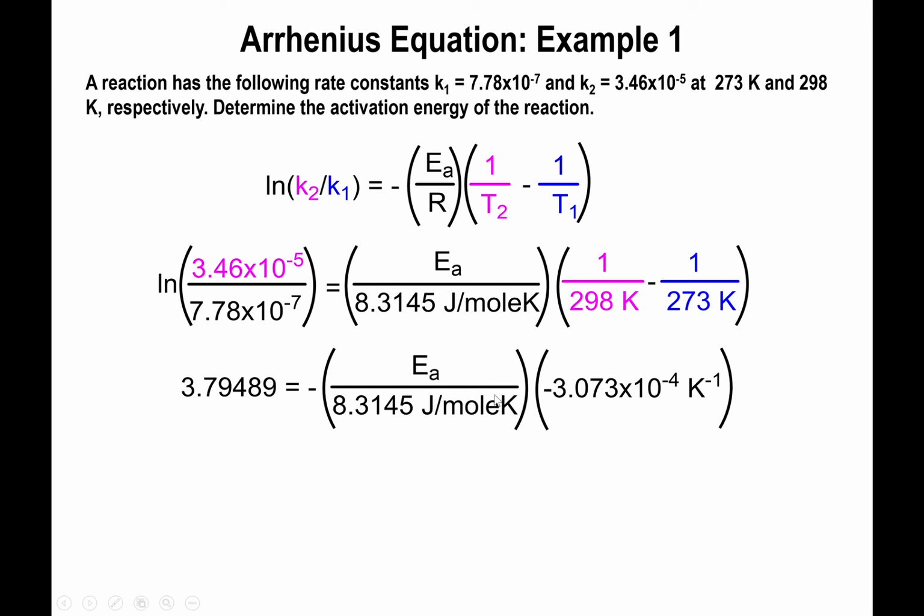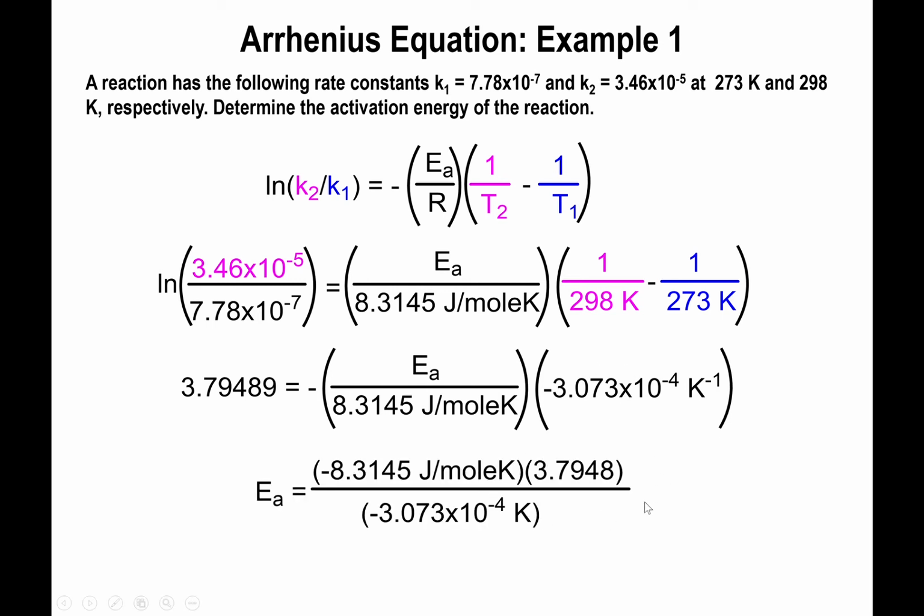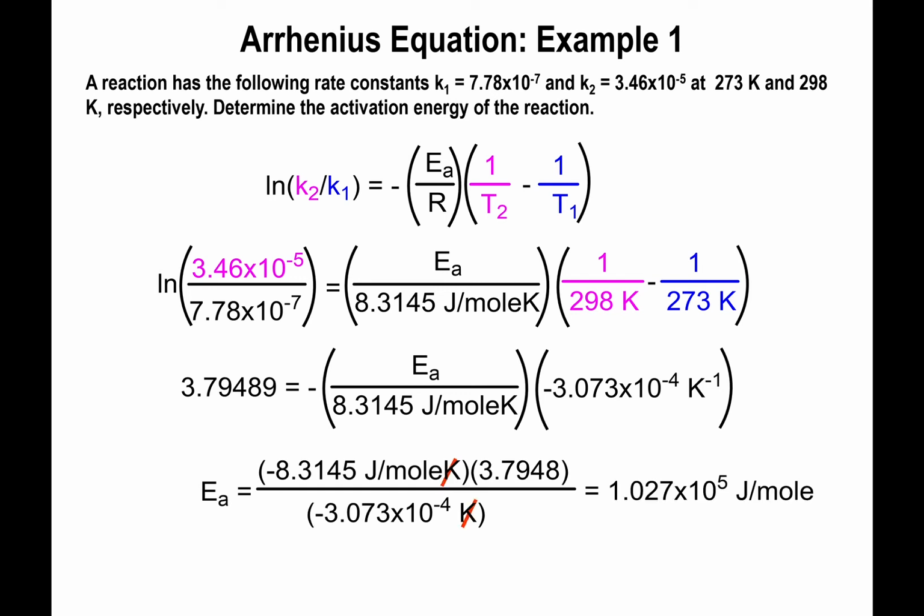And here the problem actually becomes a lot simpler to solve, because all you have to do now in order to solve for the activation energy is multiply both sides by negative 8.3145 and divide both sides by negative 3.073 times 10 to the negative 4, which is what we're doing over here. Notice that the Kelvins cancel out, and what you end up with is joules per mole. At the end, all you have to do is divide this answer by 1,000 in order to get it in kilojoules per mole. And this is the traditional way of using the Arrhenius equation, the 2-point version of the Arrhenius equation.